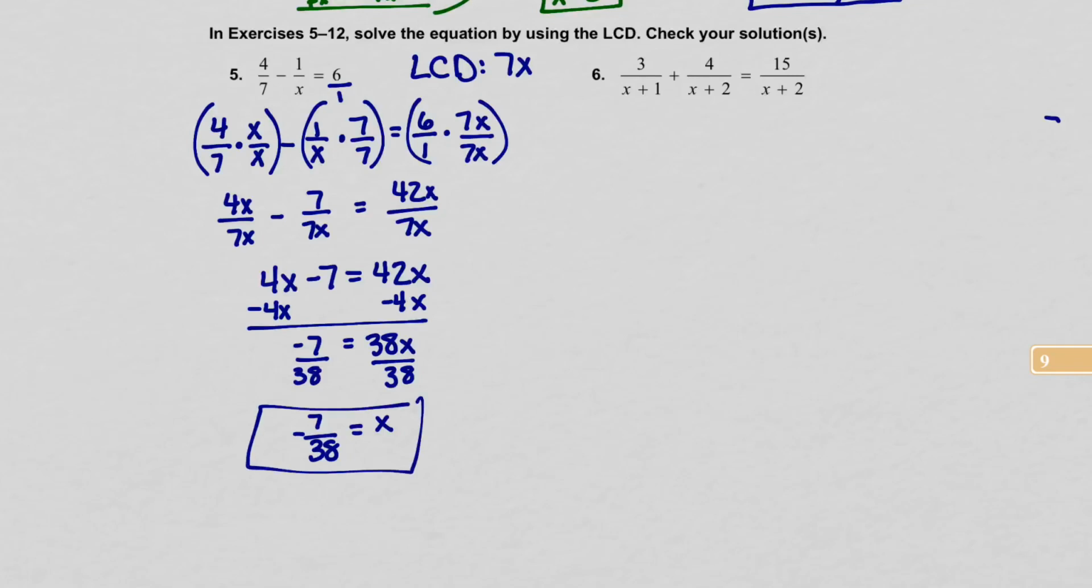And so if you're entering answers in on Big Ideas, there's a function that has like a box over a box, and you'd put the negative 7 in the top and the 38 under that. You cannot enter it in as a negative 7 divided by 38. It will count it wrong. So if you keep getting the wrong answer, that's why you can't do that.